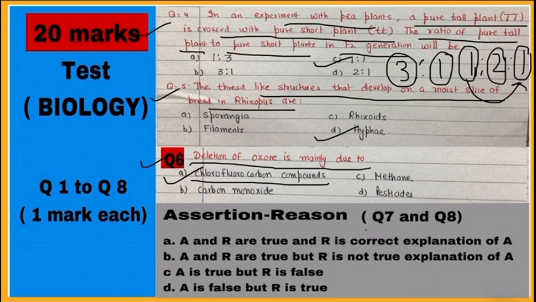Question number 7 and 8 are of assertion reason type questions. To do these questions, read these instructions and then solve them.